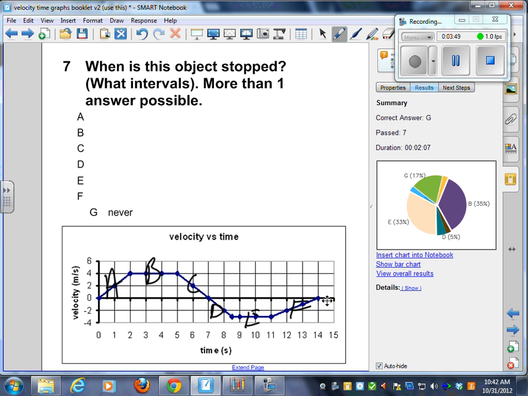None of them. Now, having said that, it is momentarily stopped right there at 7 seconds and right there at 14 seconds, but it asks for what intervals. So it is not stopped for any length of time. Okay? Intervals. Not stopped. Don't worry, lots of people get that wrong every year. Okay? It's okay, you'll learn now.